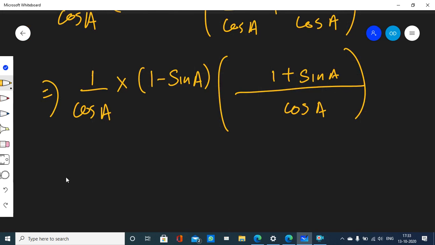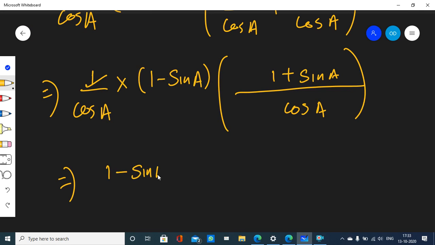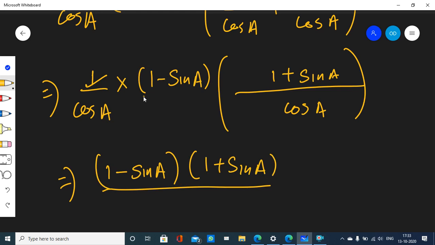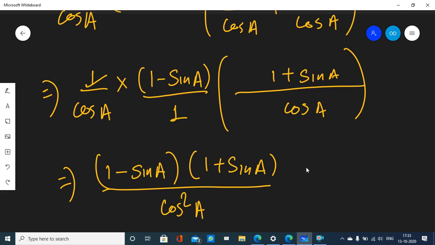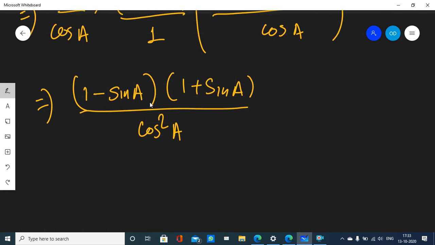Well, now on the numerator what do we have? 1 into this into this. So 1 into something is the same thing, right? So it is 1 minus sin a into 1 plus sin a. Divided by, on the denominator what we have here? Cos a, here 1 denominator, here cos a. Cos a into cos a, cos square a, right? Clear? Cos square.